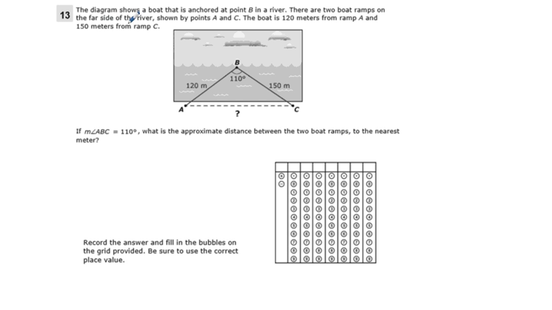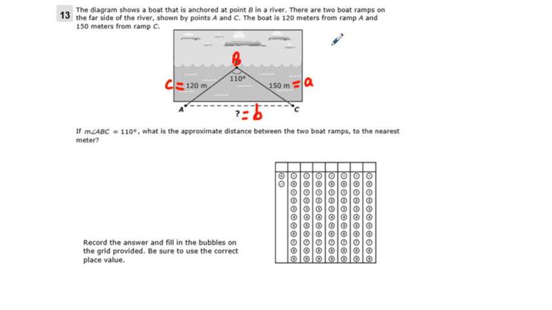We have a diagram that shows a boat that is anchored at point B in a river, and that's this point here. And there are 2 boat ramps on the far side of the river. So we'll call this question mark side little b, opposite. And this side here, points A and C, the boat is 120 meters. We call this little c, because it's opposite angle C, and we call this 150 meter length side little a, because it's opposite angle A.